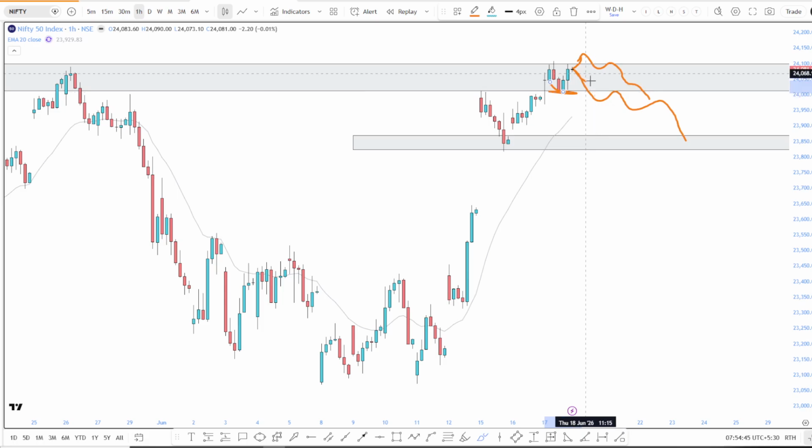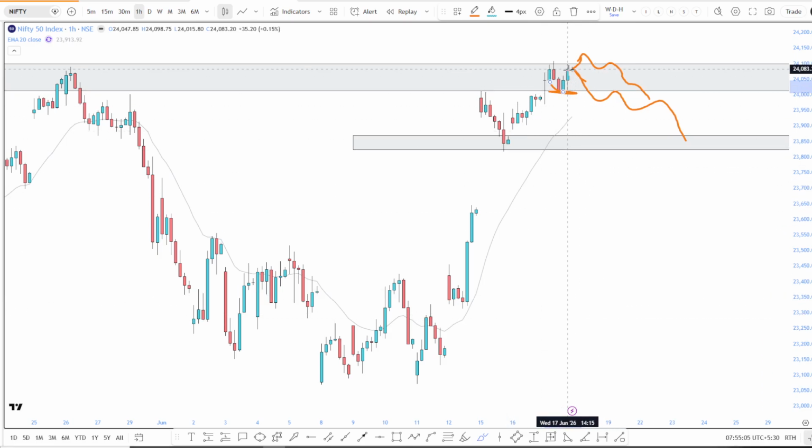If this structure is broken, then there is a possibility that going higher is very less. It holds very low probability, and there could be some sort of minor correction here, which is why intraday traders should be ready for selling if that happens. So that is about Nifty. These are the two levels.